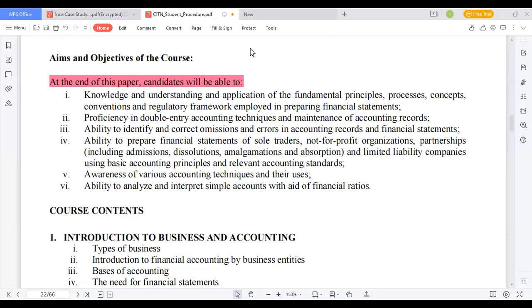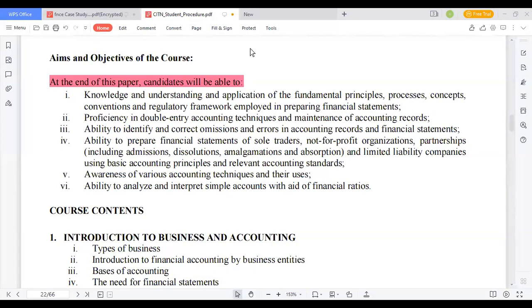So at the end of this course, you should be able to have this understanding. And it's not only about understanding it; you also need to learn how to apply it in a practical scenario. Understand the principle, the process, some of the concepts and conventions that we have in accounting, and some of the regulatory framework that we are still going to be talking about.